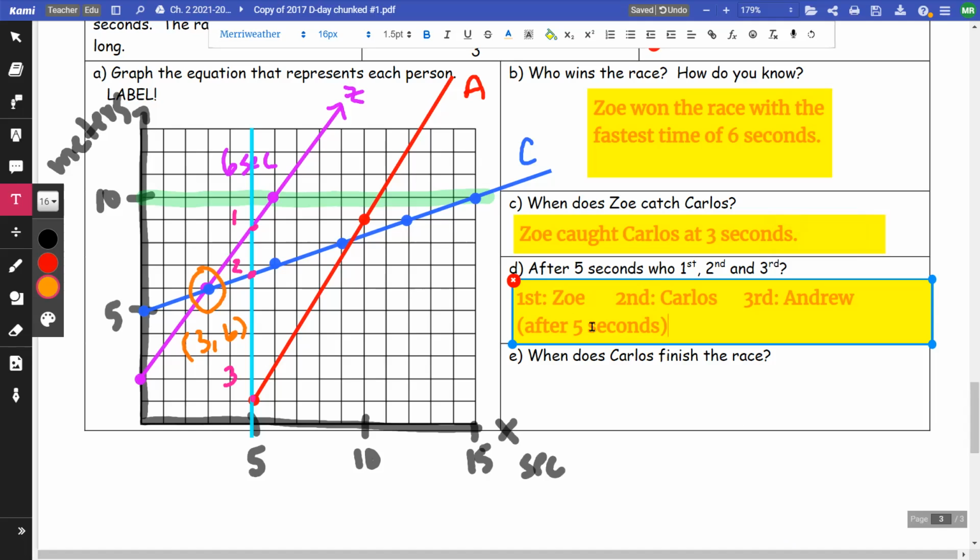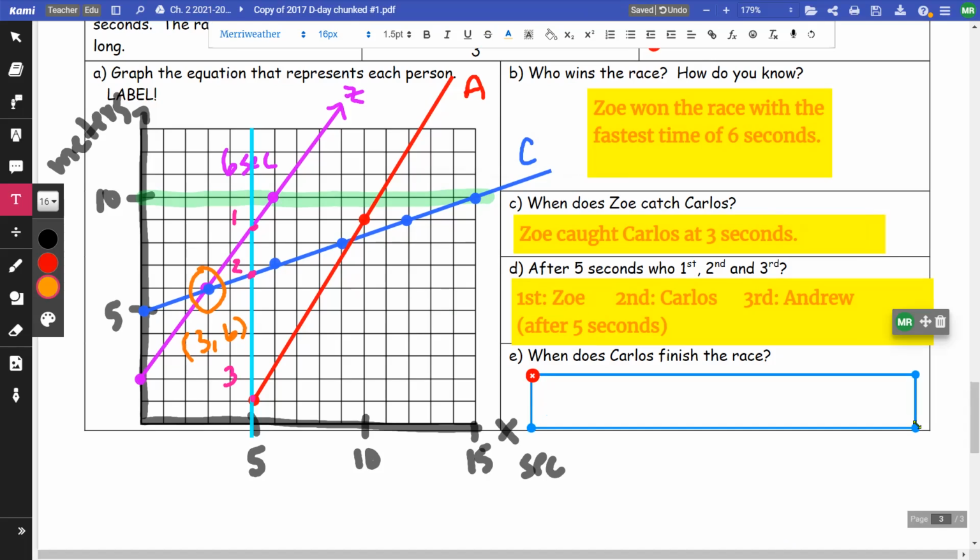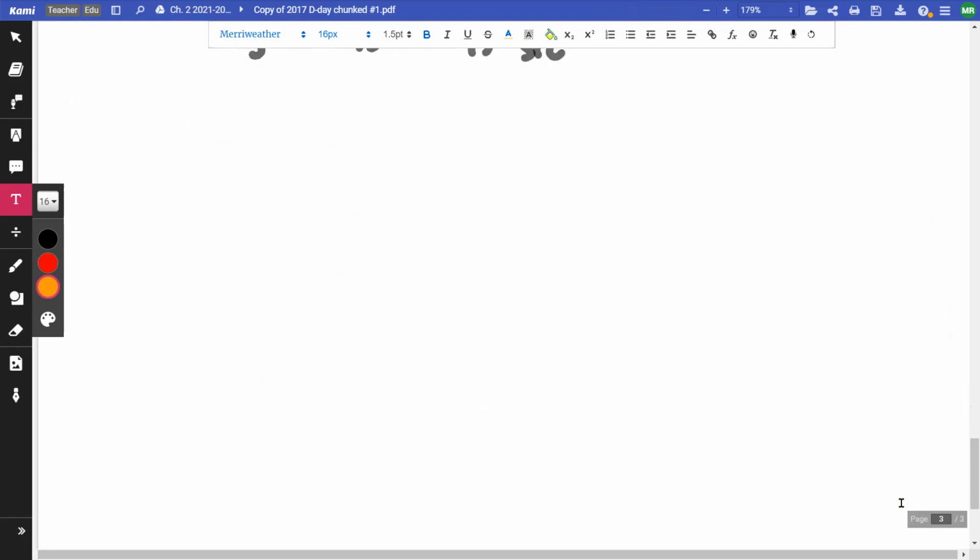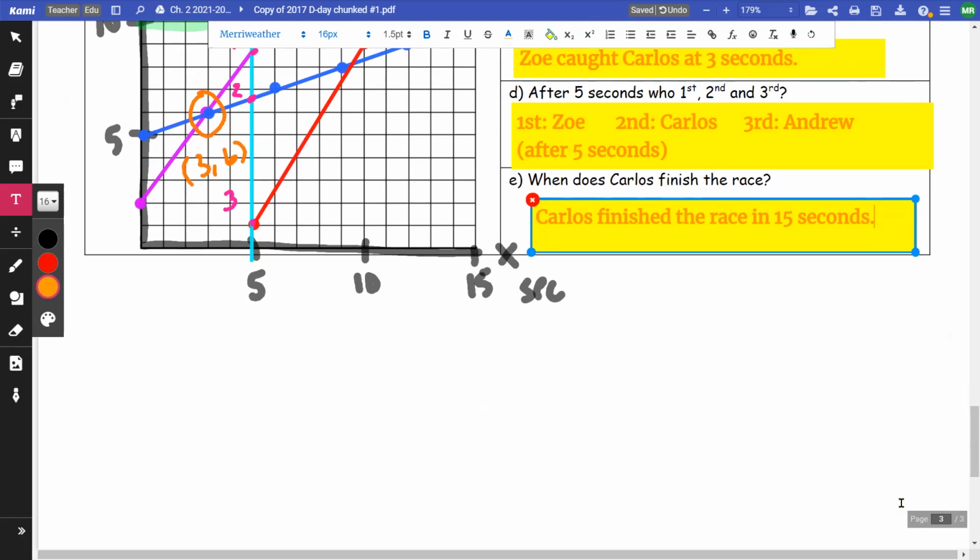When does Carlos finish the race? So Carlos finishes the race over here at 15 seconds. So Carlos finished the race in 15 seconds. And that's the end of this video.